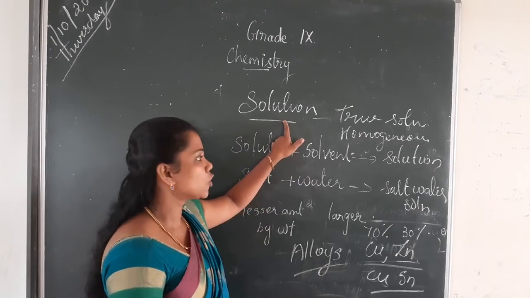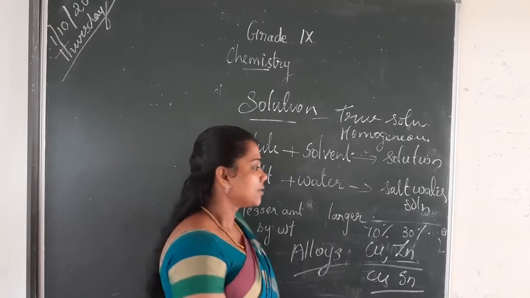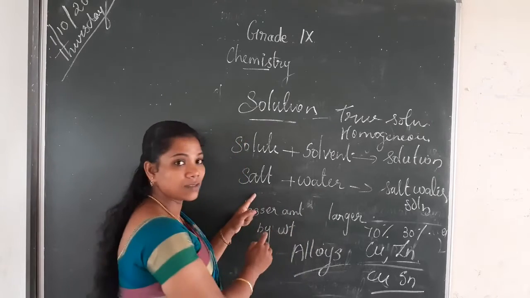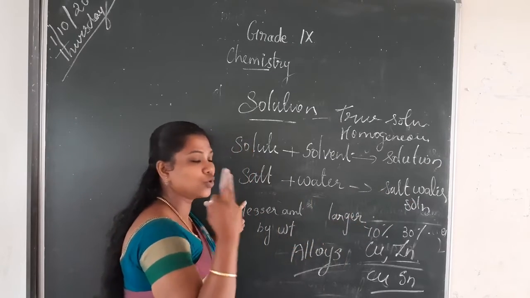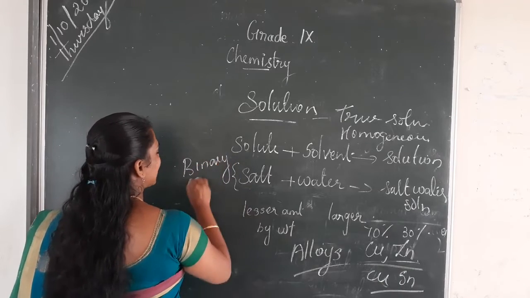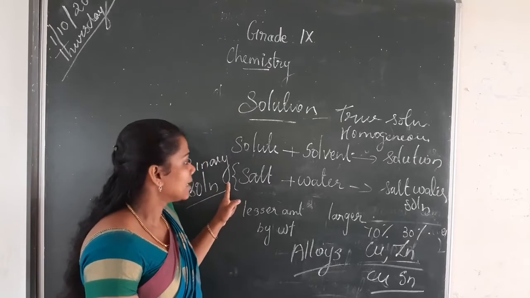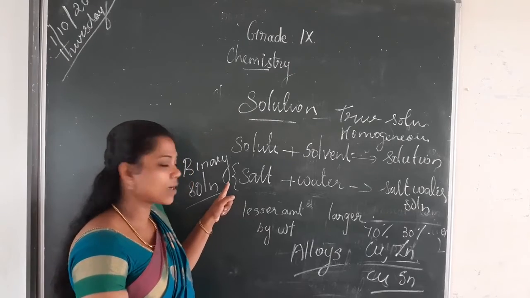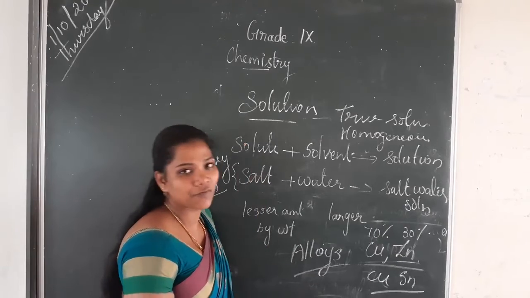What is a solution? A solution is a homogeneous mixture. It consists of one or more substances. See here, only two components are there, isn't it? Salt and water. This salt water solution contains how many components? Two. Hence this can also be called a binary solution. If your solution is made up of only two components, we call it a binary solution. Salt in water, sugar in water, all come under binary solution. And there are different types of solutions.